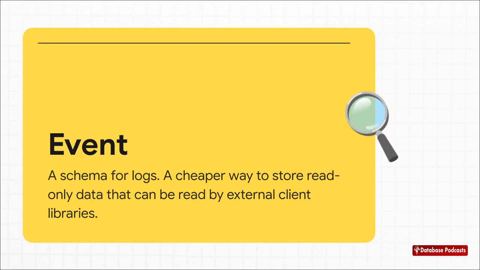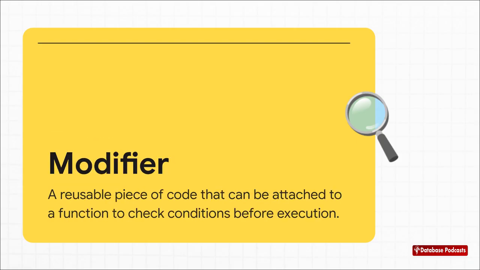For communication, the answer is events. You can think of an event as a signal that the contract broadcasts. It's a super cheap way to log that something important happened, like a token transfer from one person to another. Your web application can then listen for these specific events and update the user interface to say, hey, your transaction went through.